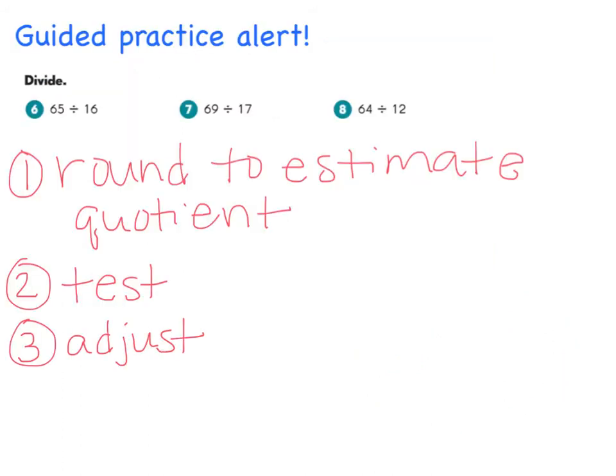Try these next 3 problems on your own. Record your answers in your homework notebook and show me all of your work so I can understand your math thinking. Remember, the steps are 1, round to estimate your quotient, 2, test it out by multiplying and see how close you are to your dividend, and then 3, adjust as needed to find the correct answer. Good luck, and I'll see you in a moment to move on to 3-digit numbers.